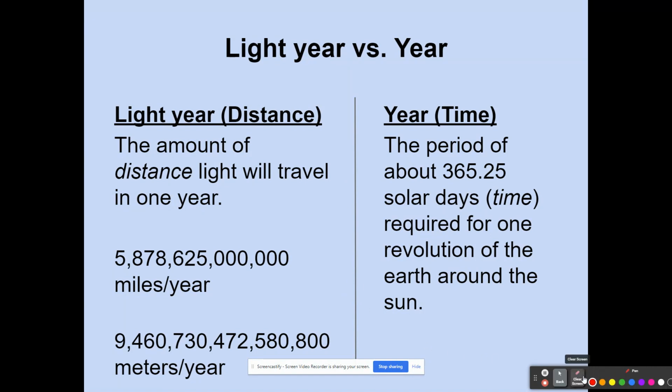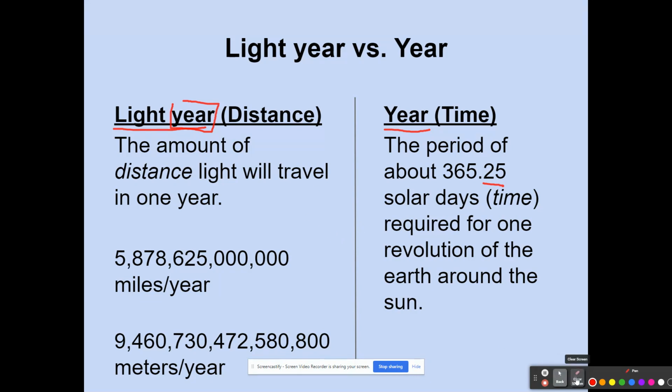So let's jump over to light year versus year. Light year and year are two totally different things. There's a big issue when talking about light years and years: that little term, year, right in there. Sometimes when people hear the word year, they think time, which is totally fine. A year is the period of about 365.25 solar days required for one revolution of the Earth around the sun. You are about 15 or so years old, so throughout your life, the Earth has revolved around the sun about 15 times. I'll come back to that little quarter in a second.